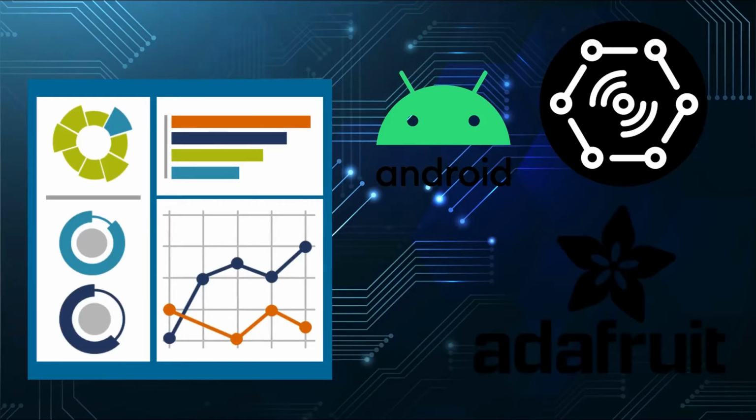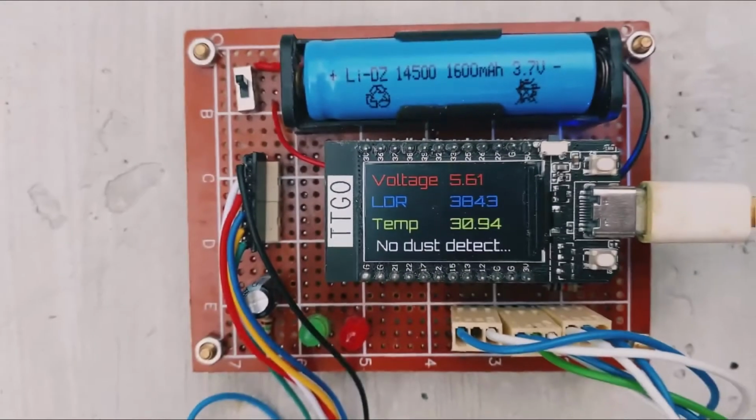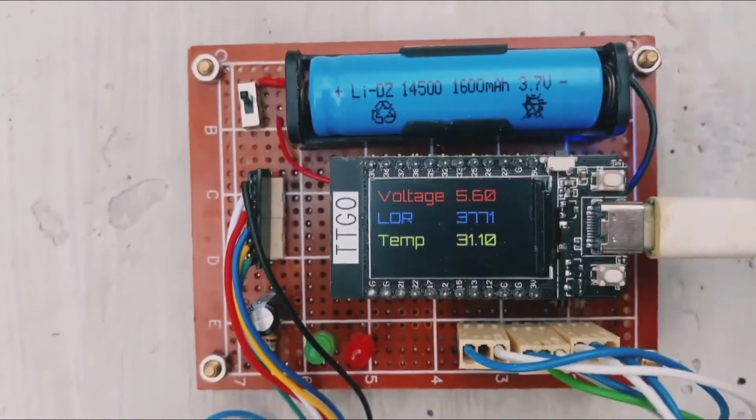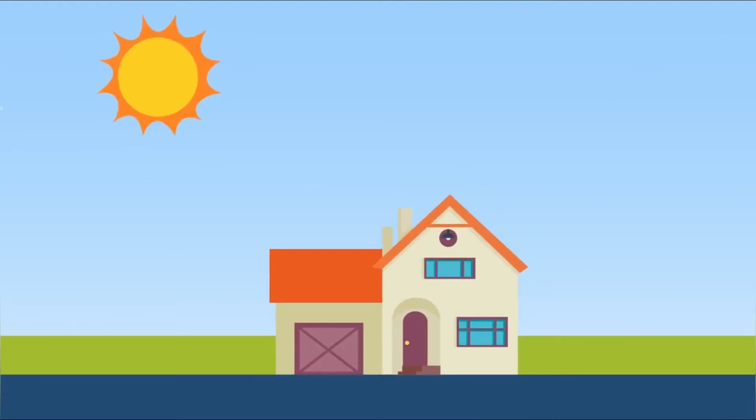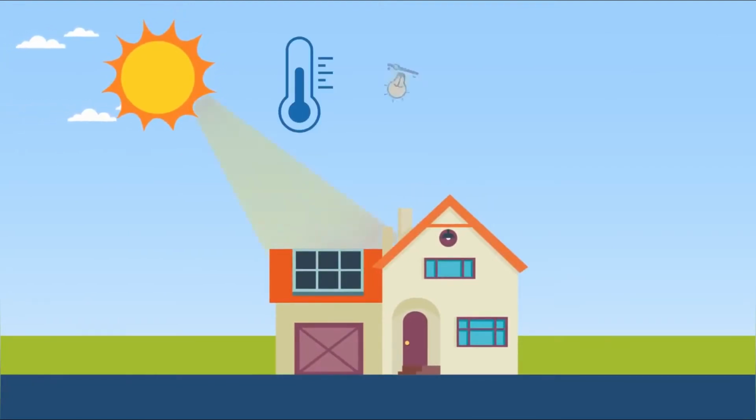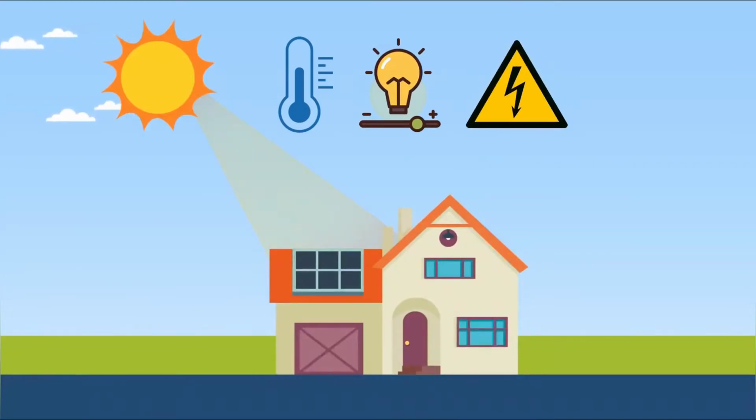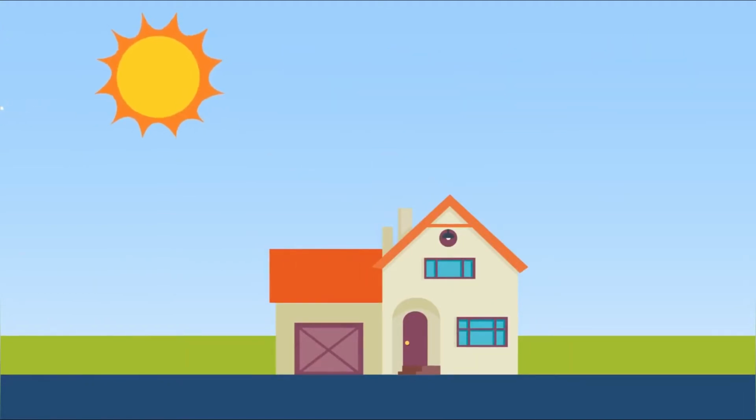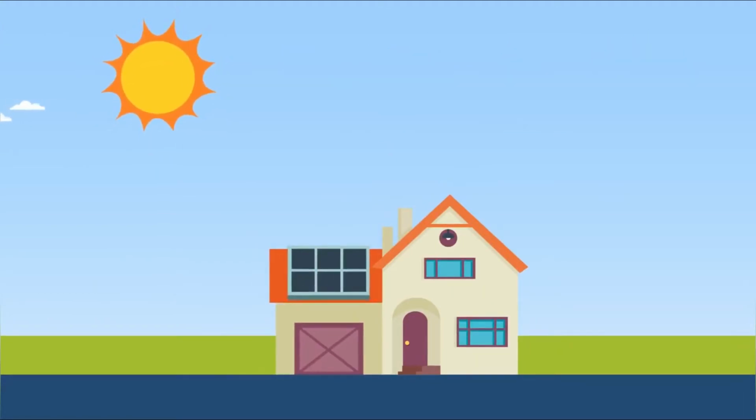We can also observe all the data and parameters on the TTGO display on the donut board. We can monitor our solar panel by observing the PV cell temperature, light intensity, voltage, and the presence of dust. So, there are 4 sensors used to monitor all the parameters. Now, let us see the hardware and the components used.